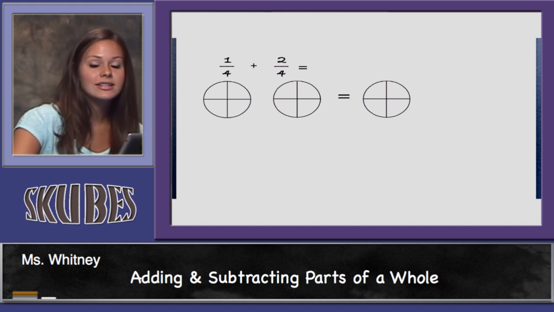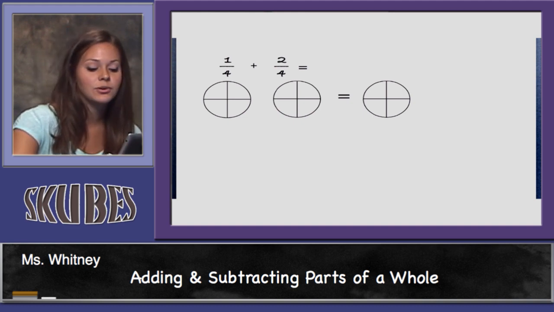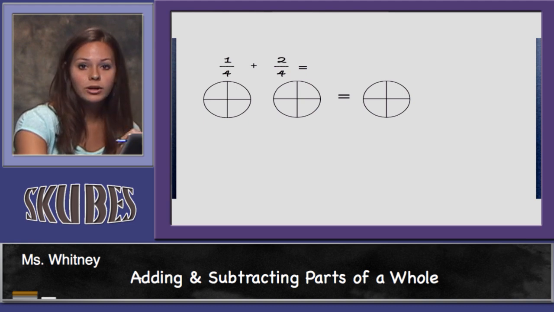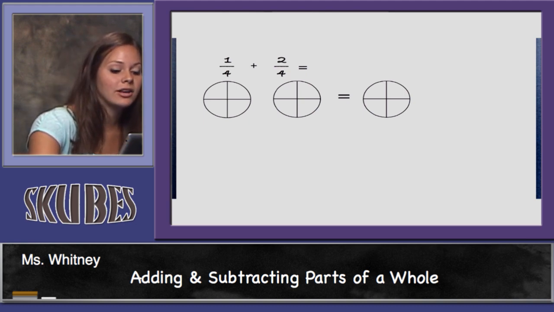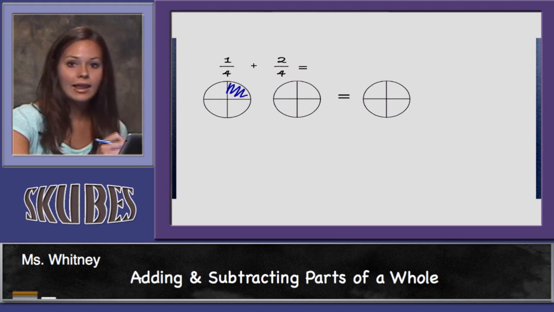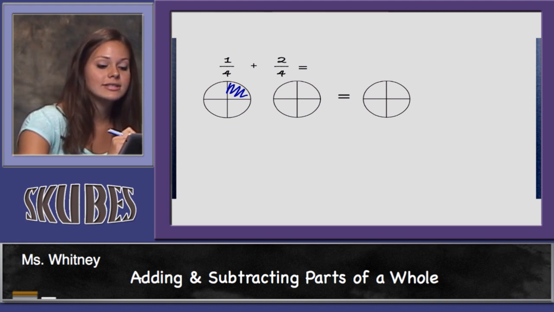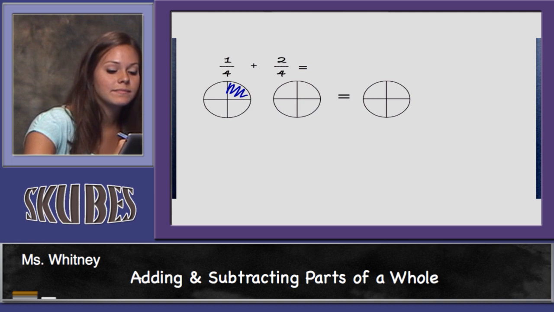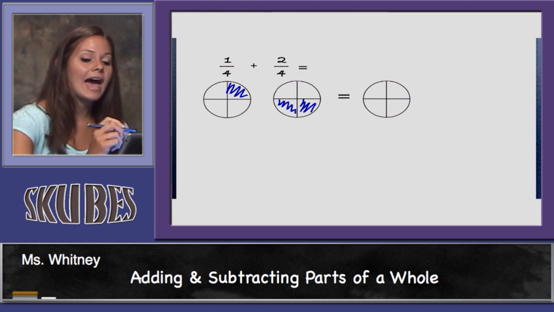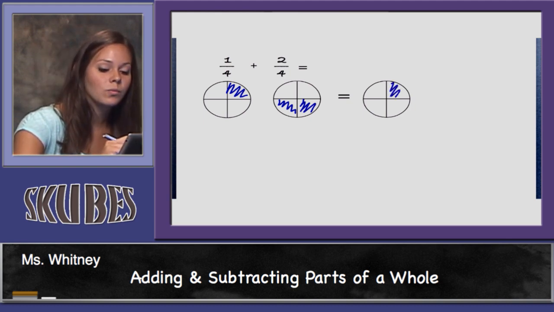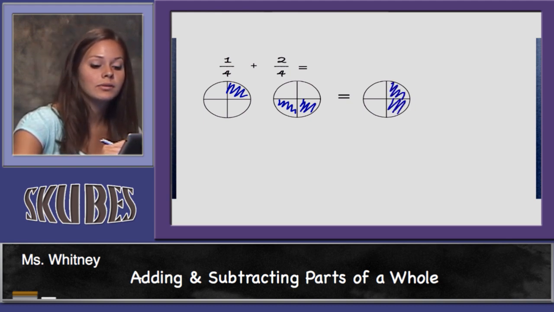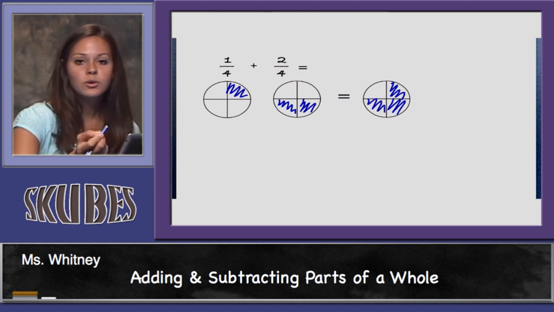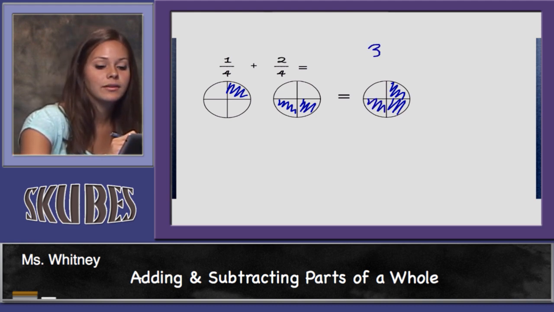In a fraction, the denominator tells me how many total parts. I have 4 total parts, and my numerator tells me that 1 out of 4 parts is shaded. For 2/4, I have 4 total parts, and 2 out of the 4 parts are shaded. When I add the 2 together, I have 1/4 plus 2/4, which is equal to 3/4.